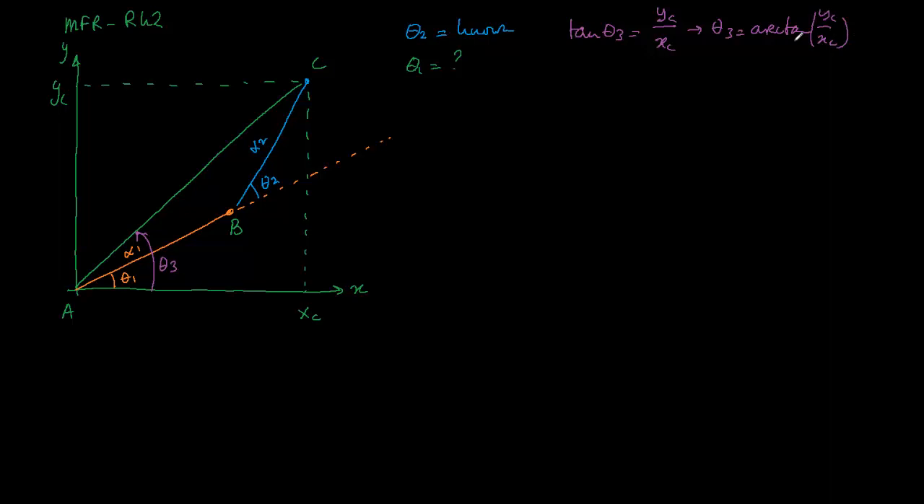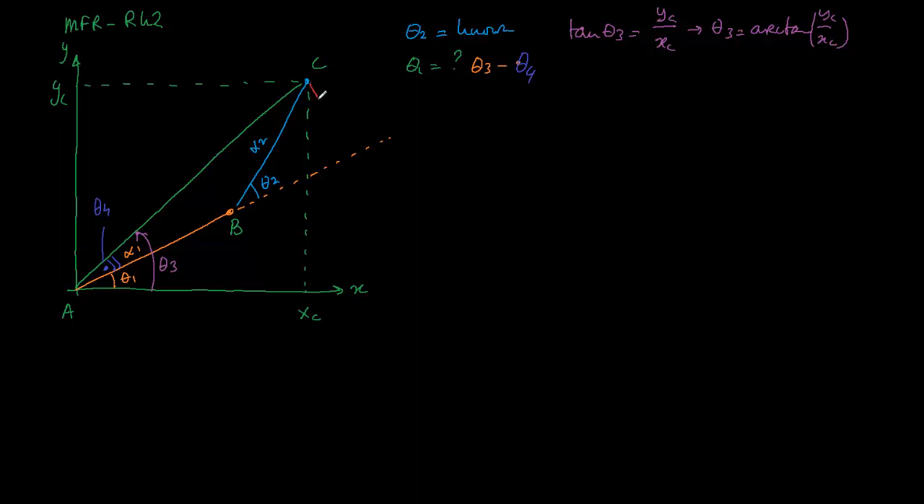Okay, found that one. Next step could be that we find this small angle over there, because if we know that one, we could say that theta 1 equals theta 3 minus the small angle, and we can call that angle theta 4. Okay, that would be nice. How can we do that? So we need another line.